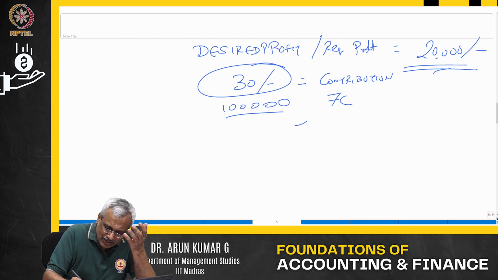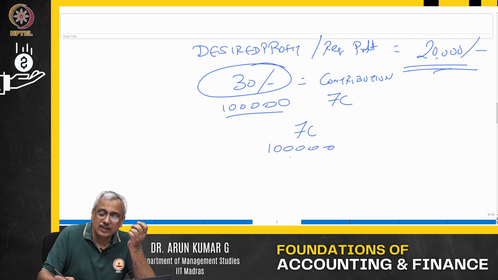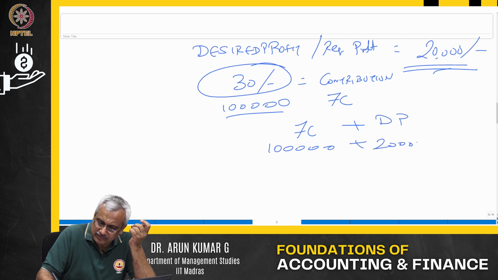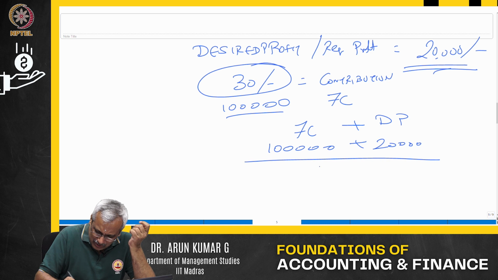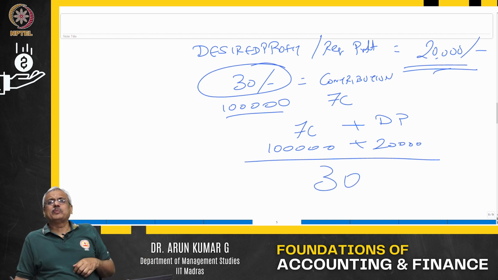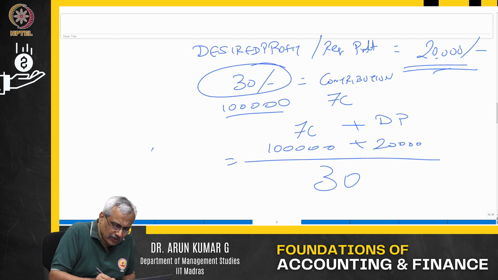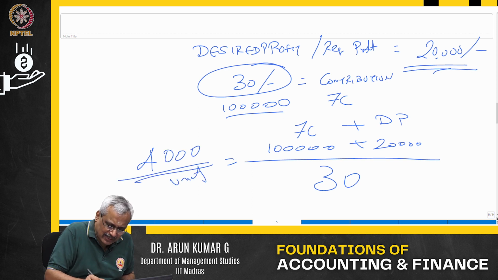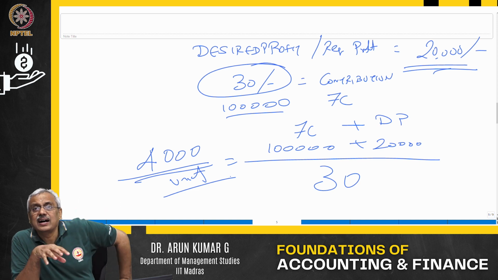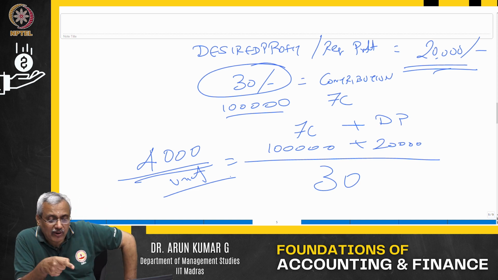Very simple: my fixed cost, 1 lakh, plus desired profit, 20,000. That number of 30 rupees, that is contribution per unit, 1,20,000 divided by 30. Can you tell me, Smehal? 4,000? 4,000, exactly. So, if I manufacture and sell 4,000 units, I will get the profit of 20,000.